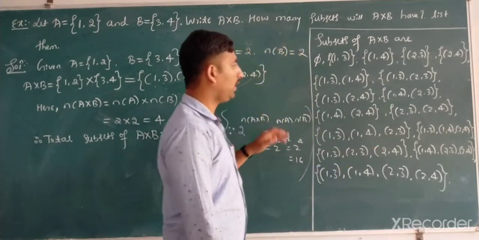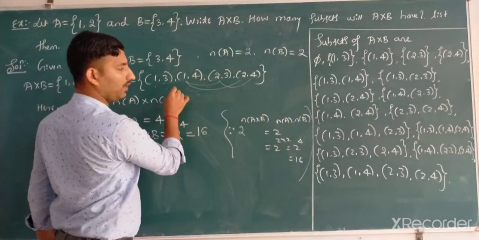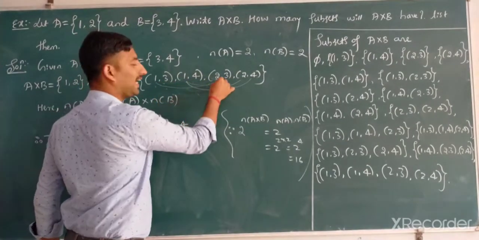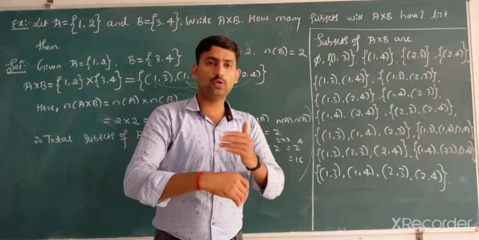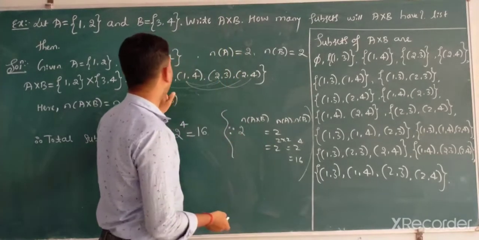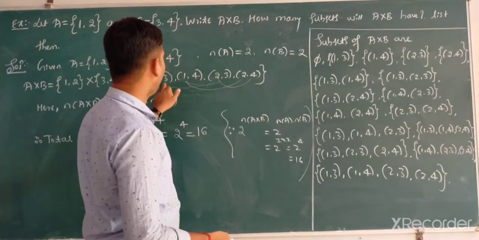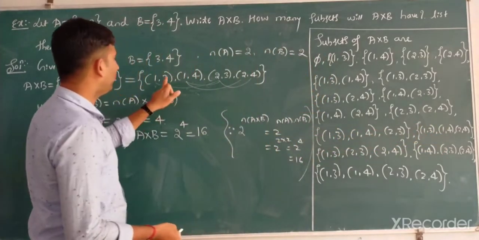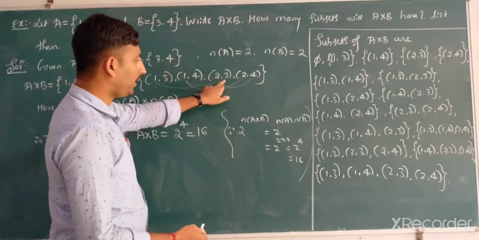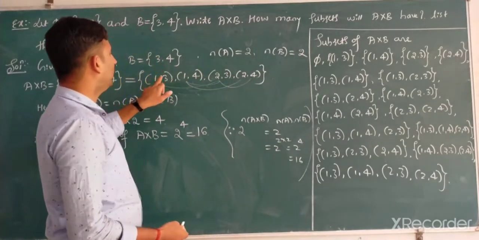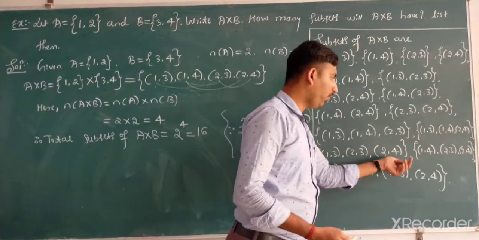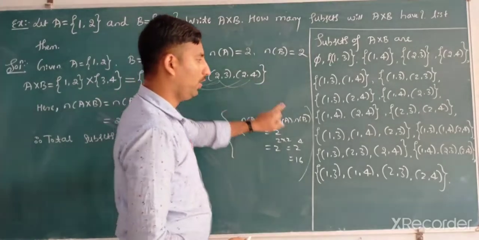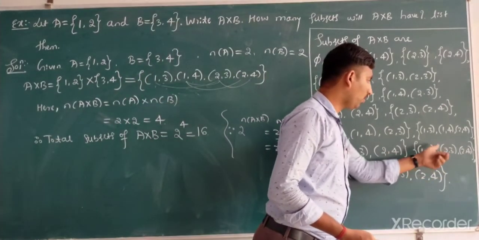After completion of the 2-element sets, we move towards the 3-element combinations: {(1,3),(1,4),(2,3)}, then {(1,3),(1,4),(2,4)}, then {(1,3),(2,3),(2,4)}, then {(1,4),(2,3),(2,4)}.